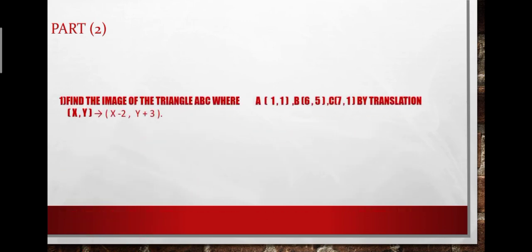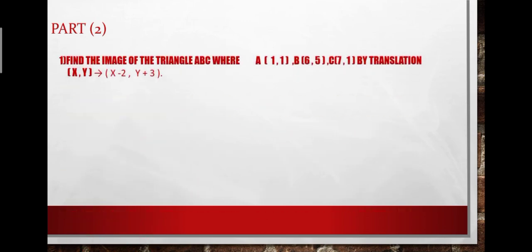Part 2. In this part, we will plot the points on the coordinates, and also we get the image of each point. The first problem. Find the image of triangle ABC where A (1, 1), B (6, 5), C (7, 1) by the translation x minus 2, y plus 3. So in this case, I will write the 3 points and get the image of each one of them. Let's see.